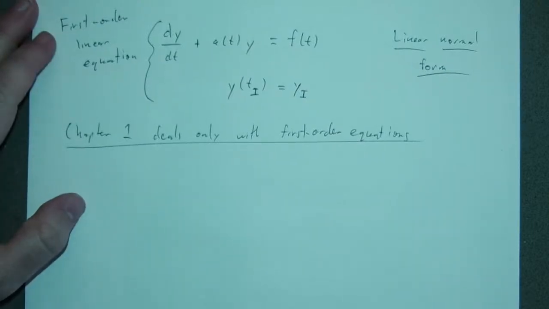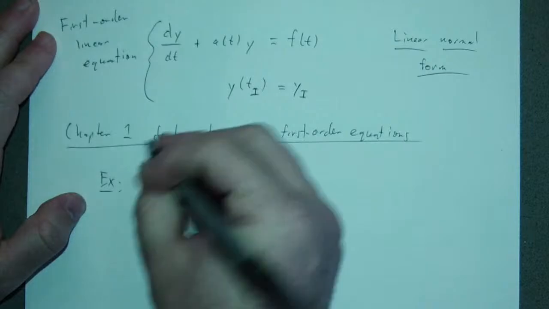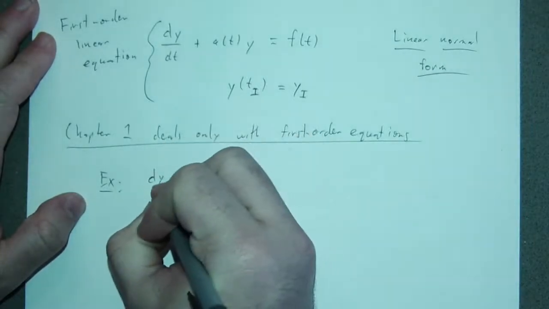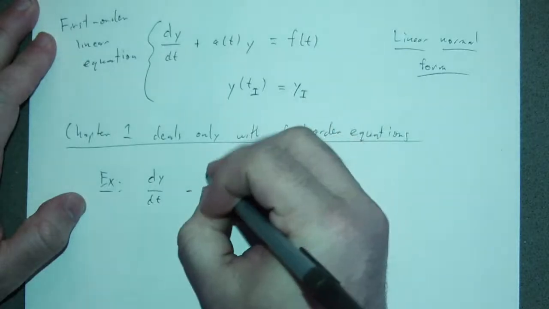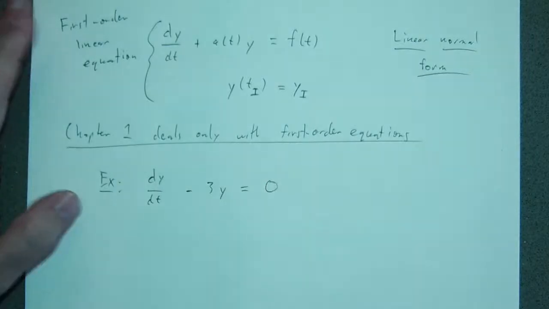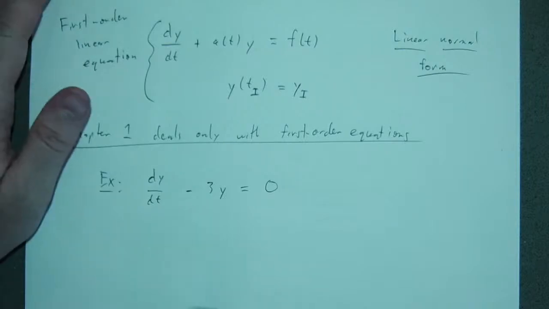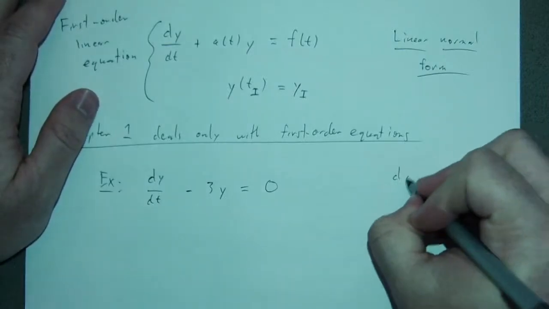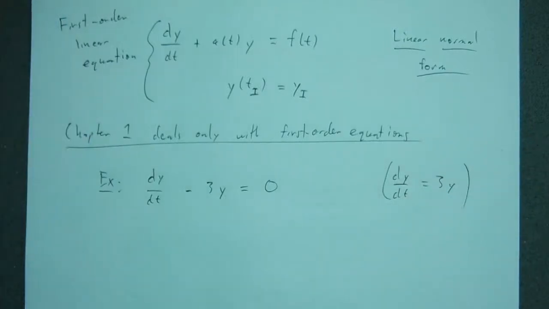Okay. So we saw an example of this yesterday when we did our kind of guessing, right? So from yesterday, we had this example, dy/dt minus 3y is equal to 0. You might say, wait, we didn't quite have that example, right? Well, we saw it in a different form. It was dy/dt is equal to 3y. That was the form we saw it in.